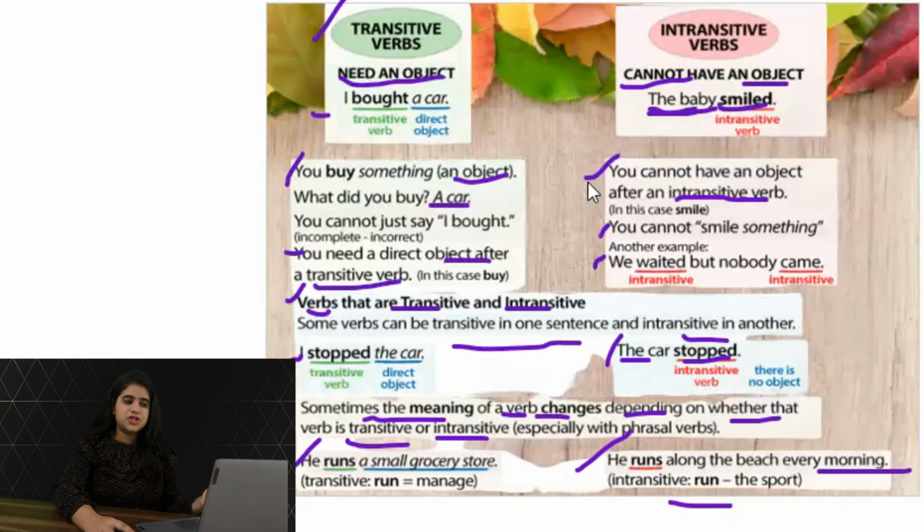So this is how we differentiate between transitive and intransitive verbs.